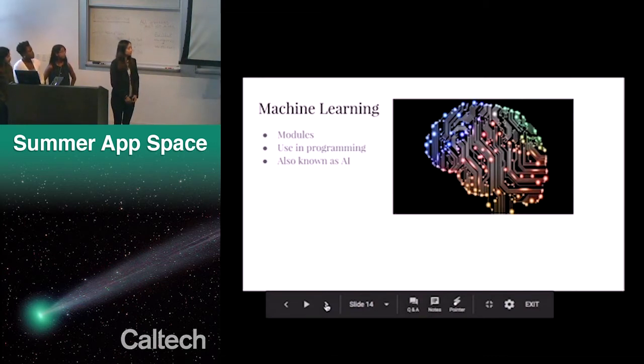And I will be talking about machine learning. Machine learning is also known as AI, or artificial intelligence. Now, during this project, we used a lot of modules that incorporated machine learning, like NumPy, SciPy, or sklearn. These modules helped with the algorithms that created the probability with our project. And I will be introducing Tiffany.